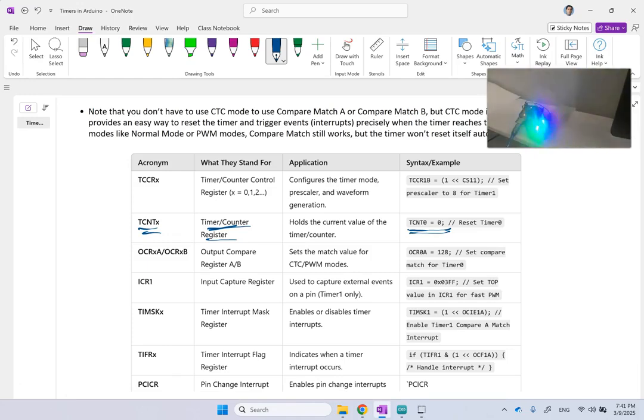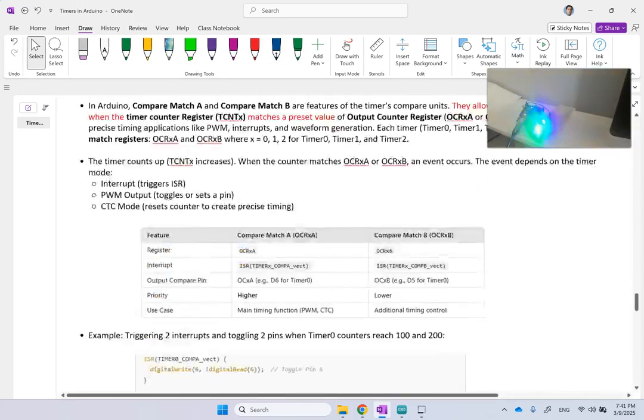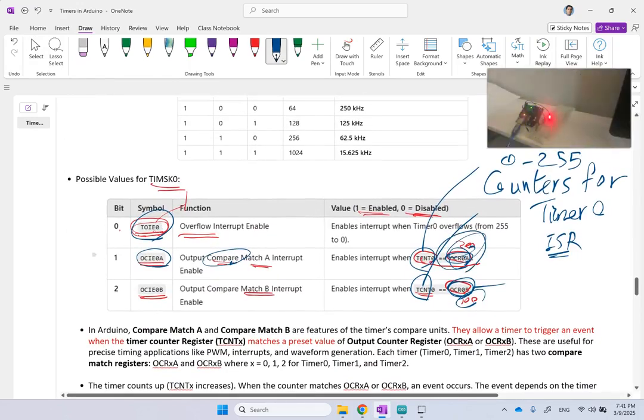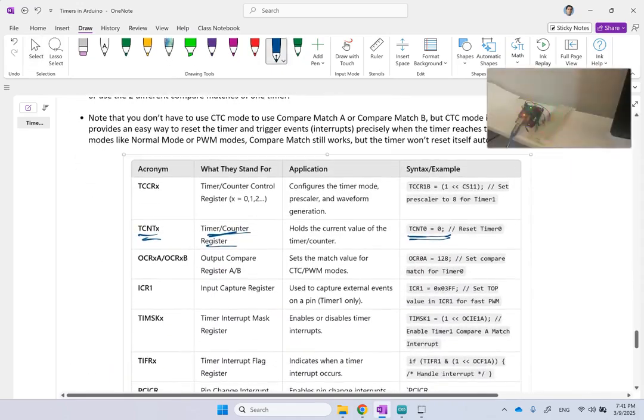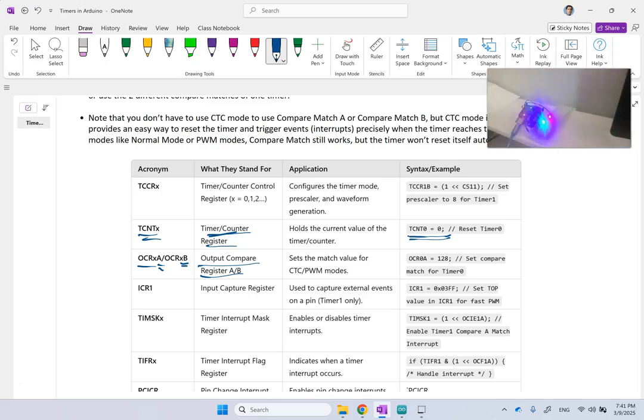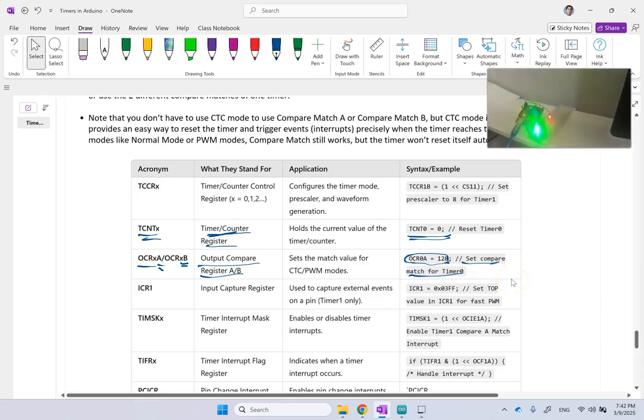Now, those numbers, that 100, 200, those numbers that you want to set instead of the max value, OCR, what does OCR mean? OCR means output compare register. Now it could be for register A or for register B. So if you say 128, it means only count from 0 to 128. Once you reach there, reset your timer. Okay, so I told you TCNT and OCR. I told you the TIMSK also.